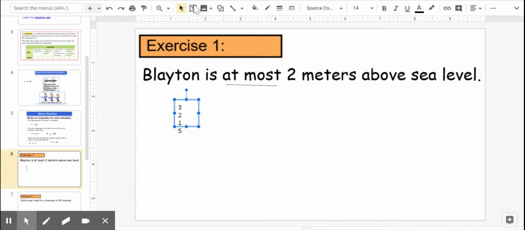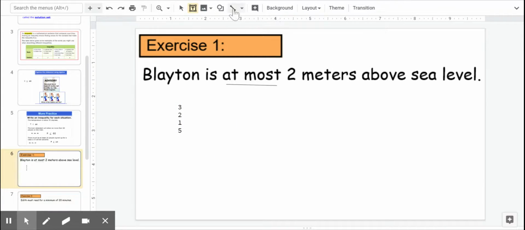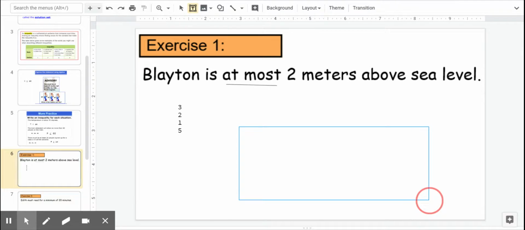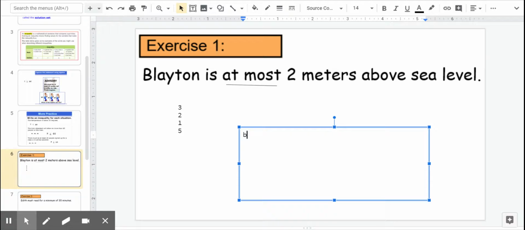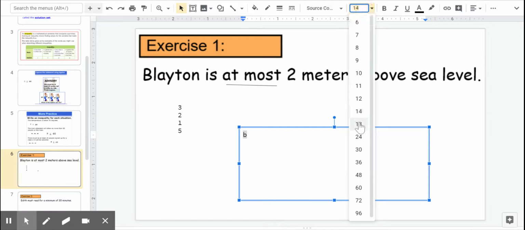Then from there, what you guys are going to have to do is come up with an inequality and which symbol you would use. So I'm just going to use B for Blatant. Never heard that name before. That's kind of a cool name.